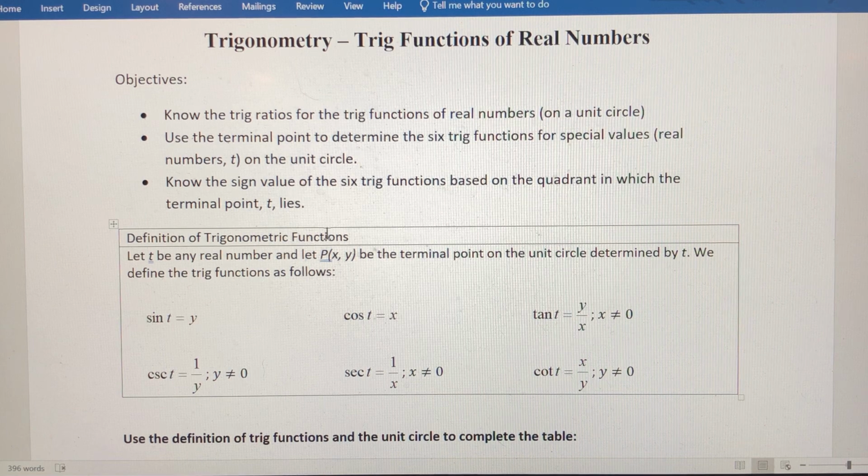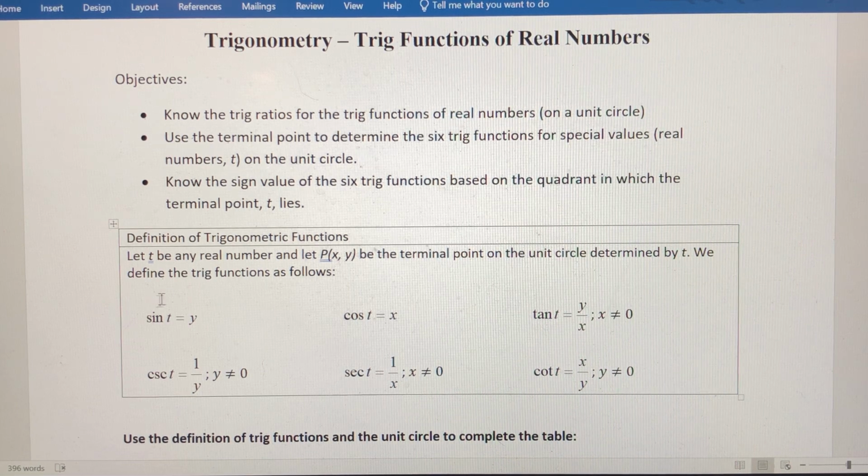So the definition of these 6 trig functions: we're going to let t be any real number, and we're going to let P, with the coordinates x, y, be the terminal point on the unit circle that is determined by that real number t. If we're on the unit circle and we've got this terminal point x, y that represents t, we're going to define the 6 trig functions as follows.